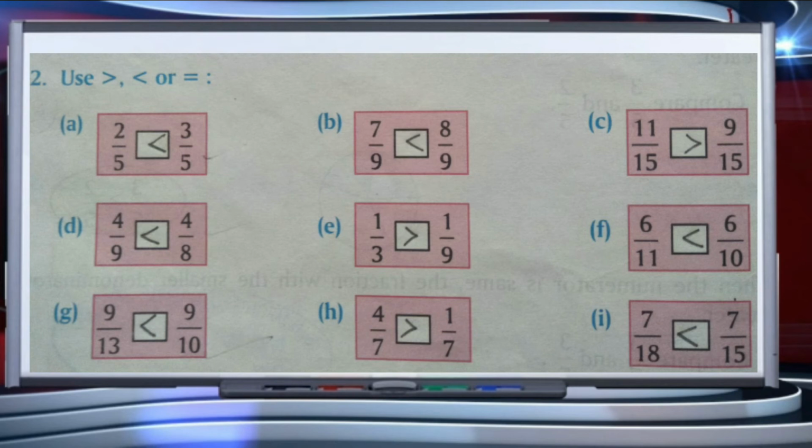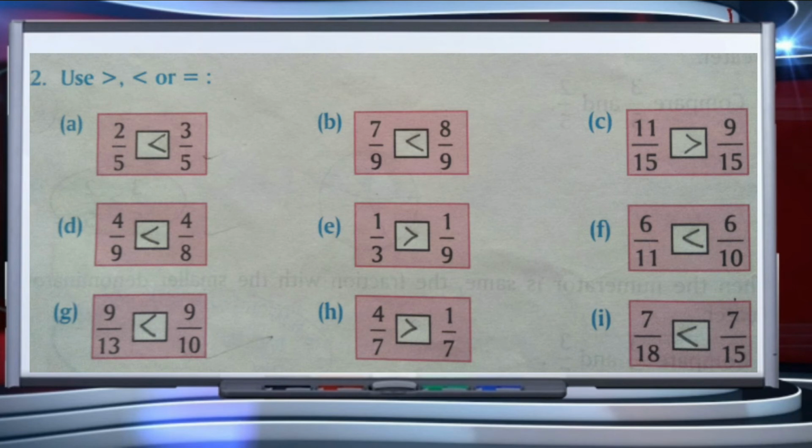F part we are having 6 by 11, 6 by 10. Numerator is the same. We have to check the denominator now. Smaller denominator is 10. That means 6 by 10 is greater fraction. So 6 by 10 is greater than 6 by 11.